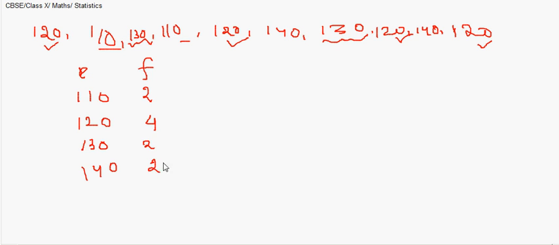So we see that 120 has got the highest frequency of 4, so this becomes very simple, and the mode becomes 120, against which the frequency is highest. This was simple.